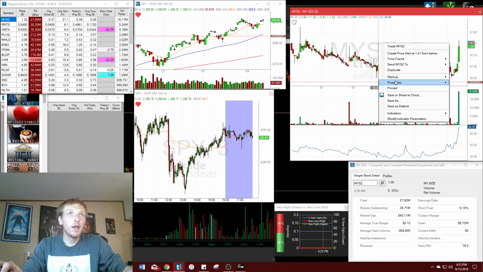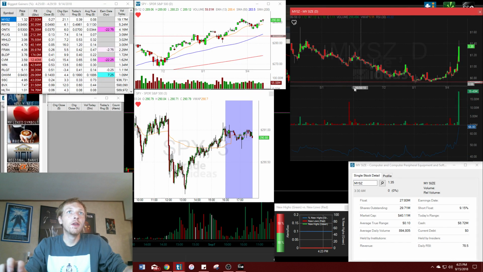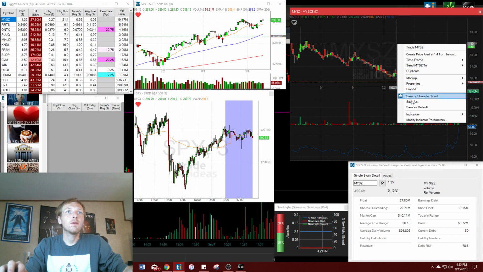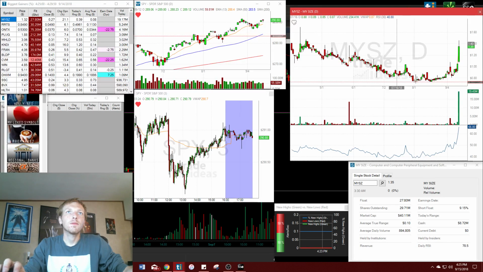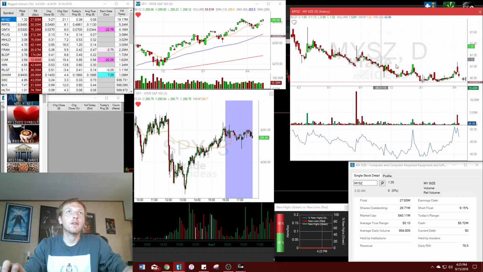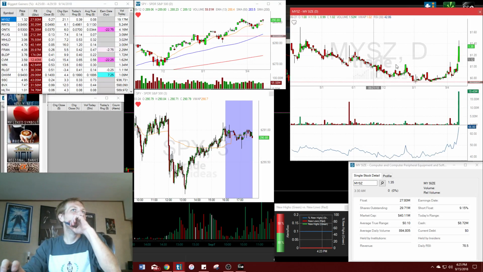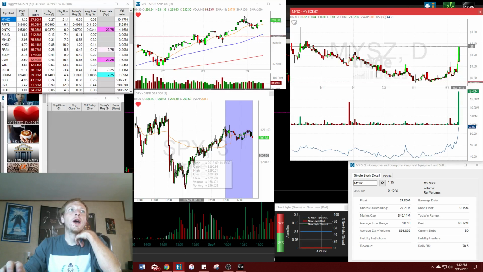If you don't like white, you can change it to a dark theme, but I don't really care too much for the dark theme. It's a little too dark. Bring that back to white. I also have the volume on here, and then this right here is the S&P 500. So I'll have the daily chart right here, and I have the intraday chart right here.